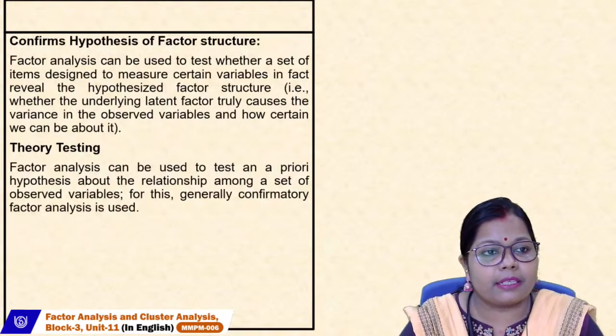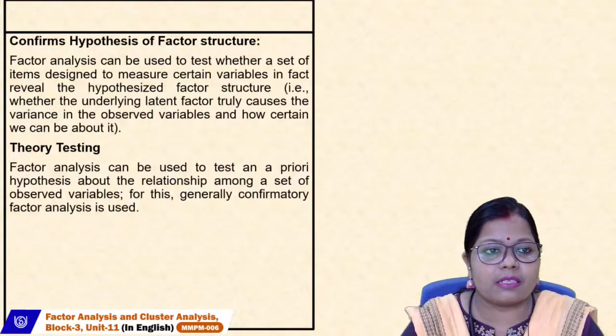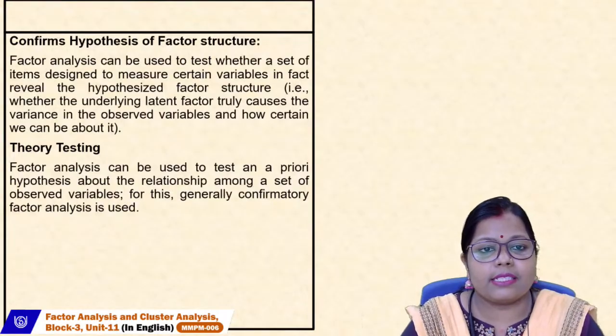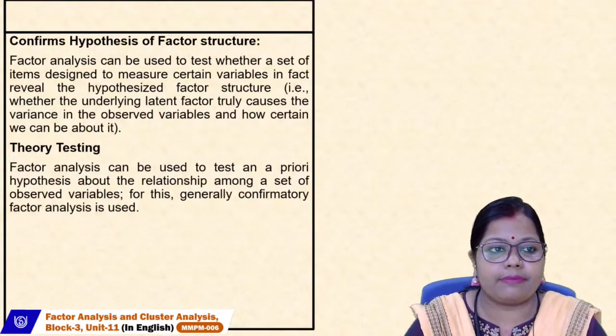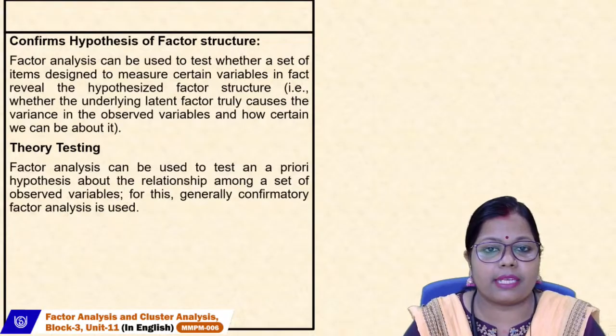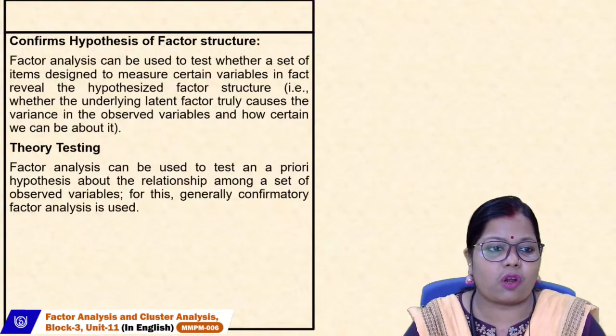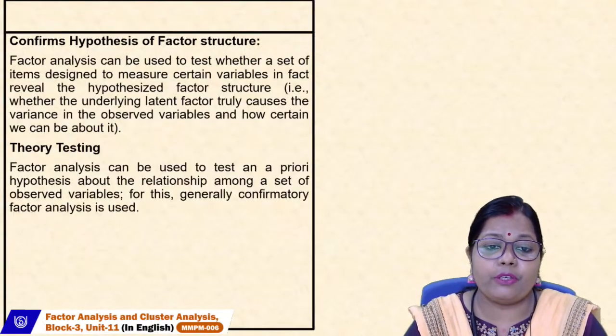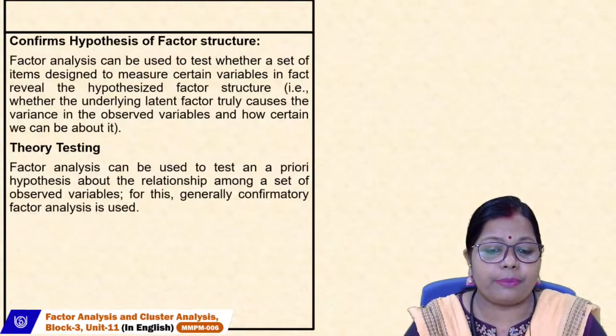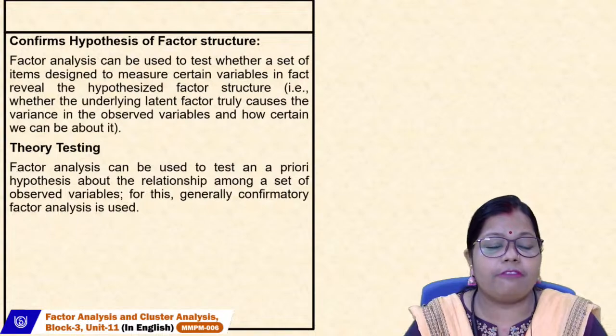Then it confirms the hypothesis of the factor structure. So factor analysis can be used to test whether the set of items designed to measure certain variables in fact reveals the hypothesized factor structure or not. Then theory testing: factor analysis can be used to test a priori hypotheses about the relationship among a set of observable variables. For this, generally confirmatory factor analysis is used.